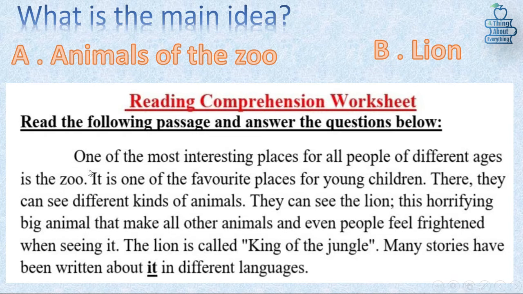Let's read together. One of the most interesting places of all people of different ages is the zoo. Do you think that the main idea of this text is about animals of the zoo or about the lion? Of course, it's about the animals of the zoo. That's right. Thank you very much. So this is the wider idea and this is more specific. The main idea is most of the time a general one. It's a wide thought, not a specific thought. Okay? Thanks a lot. Let's move to another question.